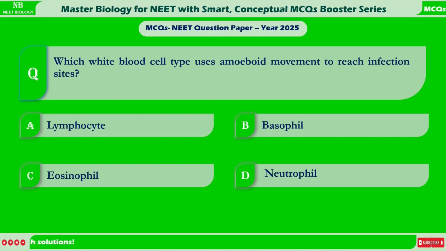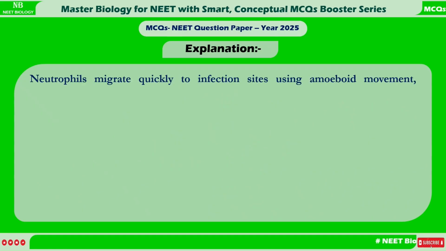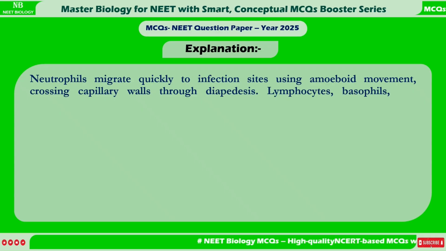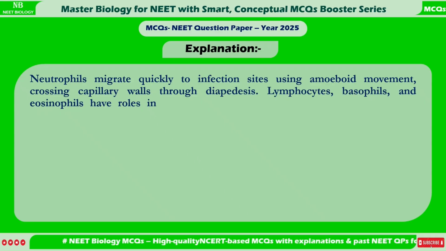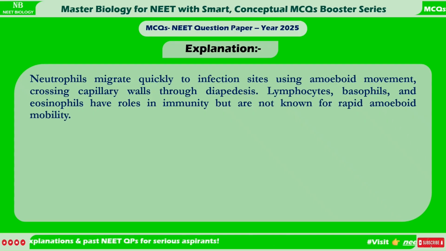Correct answer is D. Neutrophil. Explanation. Neutrophils migrate quickly to infection sites using amoeboid movement, crossing capillary walls through diapedesis. Lymphocytes, basophils, and eosinophils have roles in immunity, but are not known for rapid amoeboid mobility.